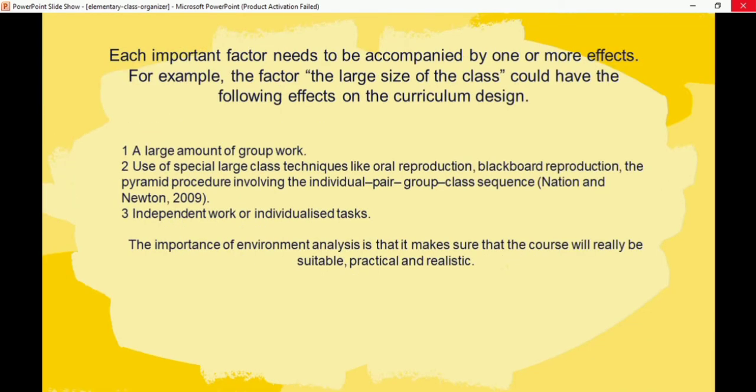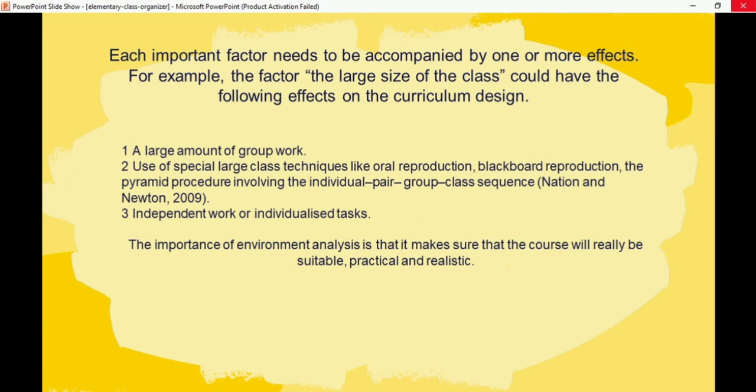Each important factor needs to be accompanied by one or more effects. For example, the factor, the large size of the class, could have the following effects on the curriculum design. First, a large amount of group work. Second, use of special large class techniques like oral reproductions, blackboard reproduction, and the pyramid procedure involving individual, peer group, class sequence (Nation and Newton, 2009). The next, independent work or individualized text.